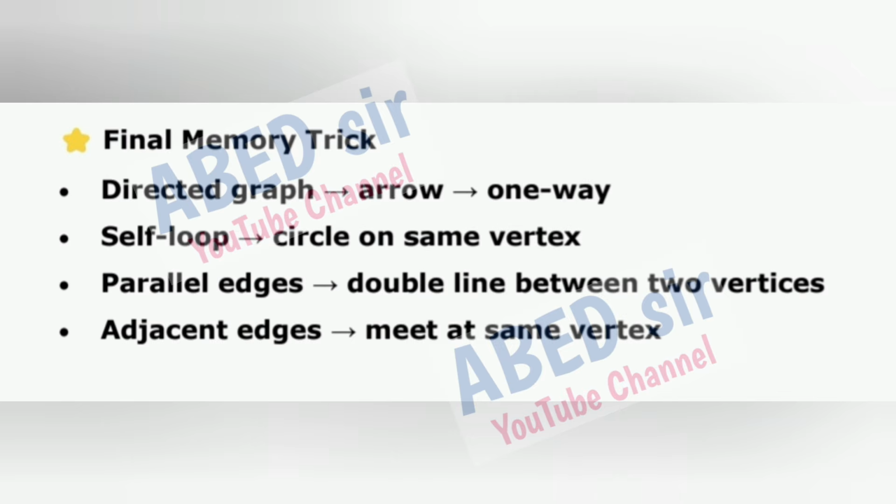Final memory trick. Directed graph: arrow, one way. Self-loop: circle on same vertex. Parallel edges: double line between two vertices. Adjacent edges: meet at same vertex.